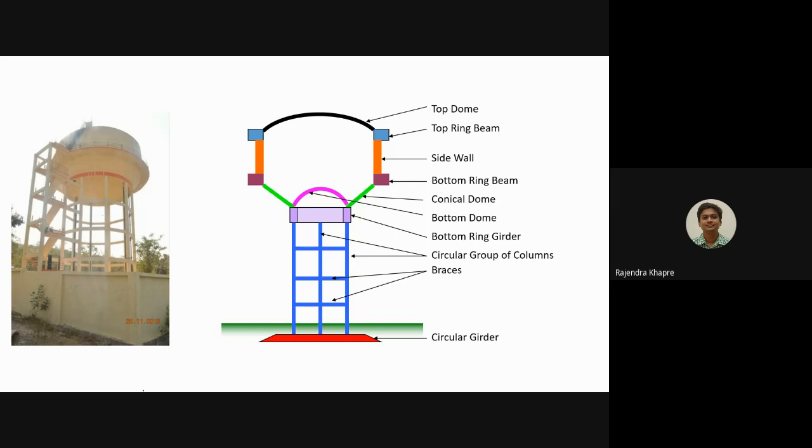Okay, so you can see on the left hand side there is a completed Intz water tank, and here you can see there are different number of columns, and if you count the number of columns, there are 8 columns which are supporting this Intz water tank. So today we will see the design of this staging, which consists of column as well as the bracing.